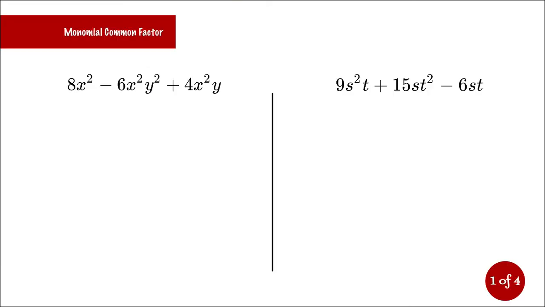Trinomial common factor, finding the GCF, the greatest common factor. To illustrate this, I'm going to break down my trinomial into its smallest pieces by prime factoring. So 8 broken down will be 2 times 2 times 2. x broken down will be x times x. This is the equivalent of 8x squared.